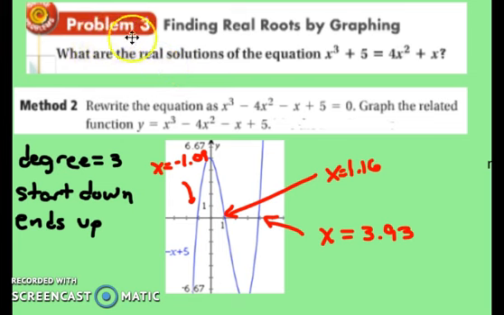In problem number 3, we're going to find the real solutions by graphing, because the graph will not show you the imaginary solutions. So in this problem, I have x cubed plus 5 equals 4x squared plus x. First, I have to rewrite it to make it equal 0 as my first step. So I rewrote it, and here it is, x cubed minus 4x squared minus x plus 5 equals 0. And then I'm going to put it in Desmos. And in Desmos, I got this graph. And if I click on these points, it tells me all 3 solutions.